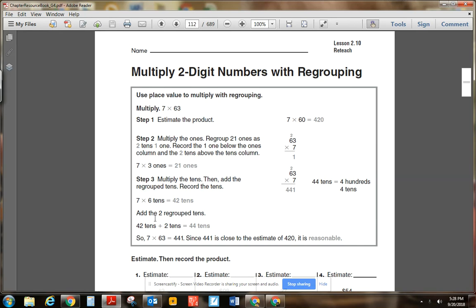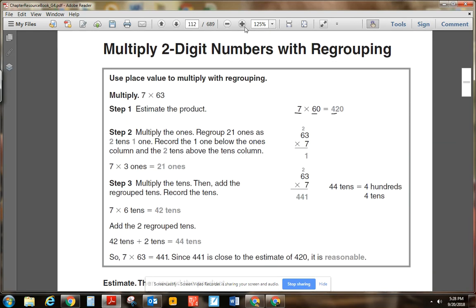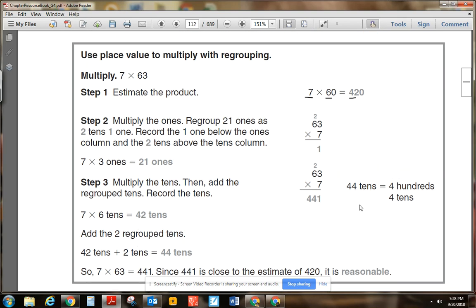So right here are the basic directions, and in this problem we are multiplying 7 times 63. The first step is to estimate the product. The product is the answer to the two factors, and you'll notice that they rounded 63 to 60. And 7 times 6 tens is 42 tens, or 420. Let me zoom in a little bit for you guys. All right, that's perfect now, right?